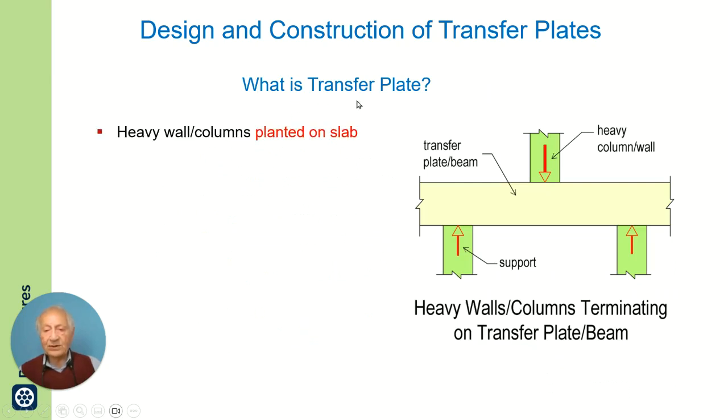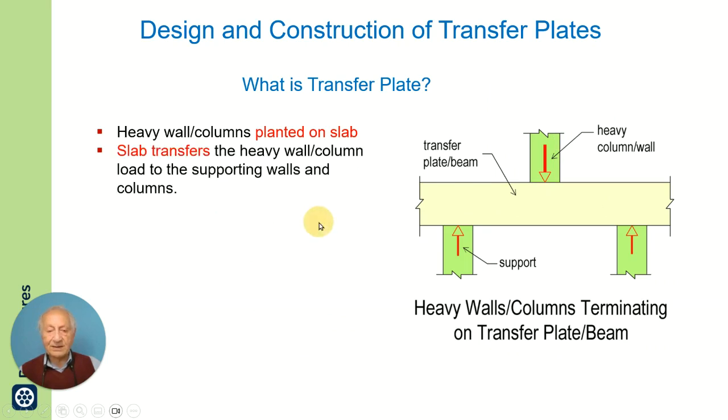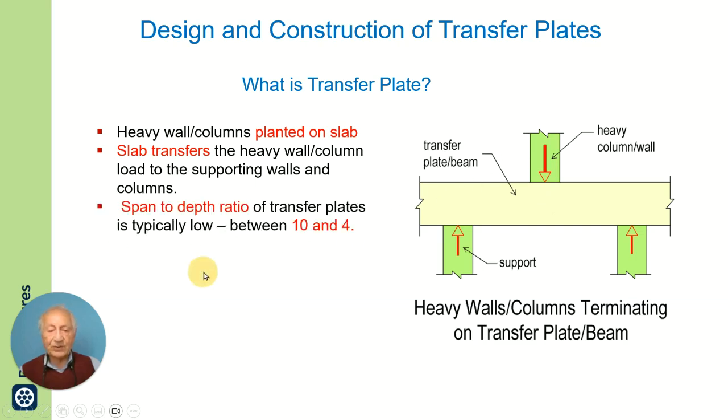Now, what are transfer plates? When you have a heavy load on a slab, and the slab has to transfer the heavy load to walls and columns that support the slab. So it is the magnitude of the load which determines whether you need a transfer plate or not. Span to depth ratio of transfer plates is typically between 10 and 4. I mean span to depth.